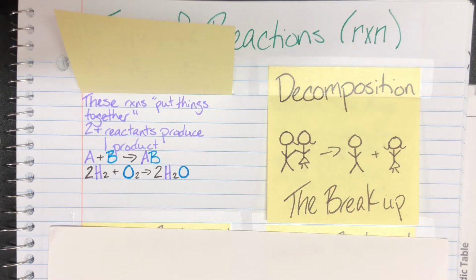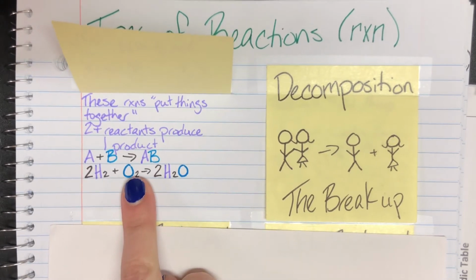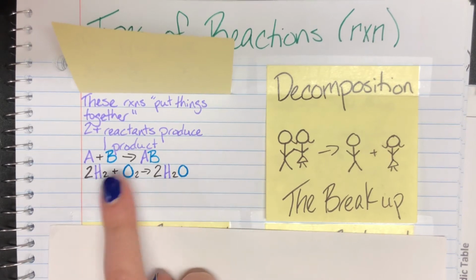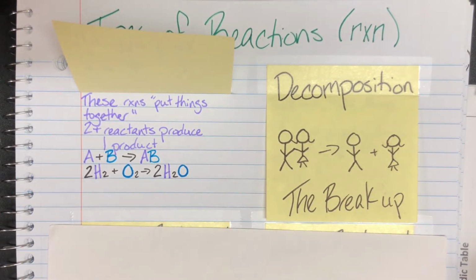I have my general statement here of A plus B goes to AB, and then I have a real-world example, which is that two molecules of diatomic hydrogen gas plus one molecule of diatomic oxygen will come together to form two molecules of dihydrogen monoxide, or water. And this is a very simple synthesis reaction. Again, I have two reactants coming together to form one single product.